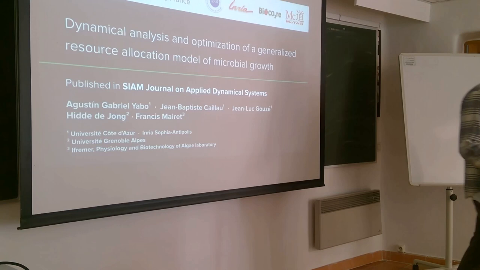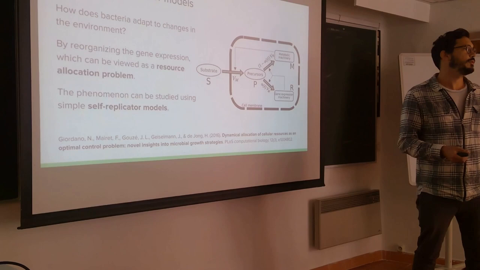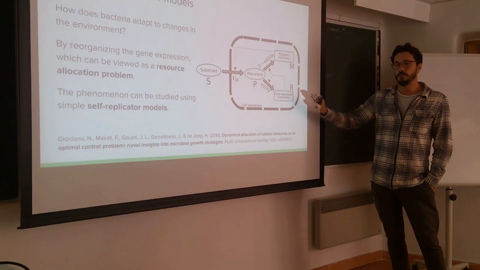Basically, the kind of questions we want to answer when we approach bacterial growth from a resource allocation perspective is, for example, how does bacteria adapt to changes in the environment? We know that this happens by reorganizing the gene expression, which can indeed be viewed as a resource allocation problem. So for example, I'm going to take the same problem we talked about yesterday. It's a very simple resource allocation model.